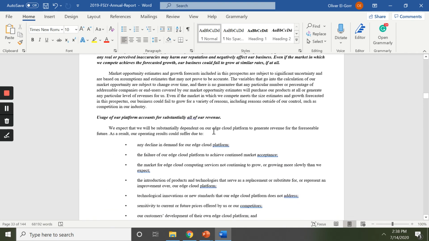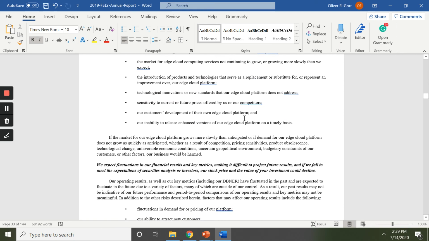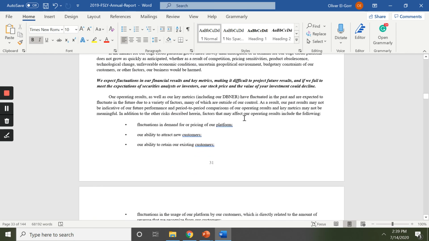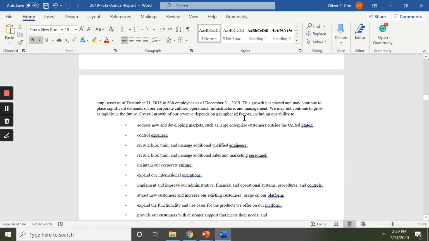See if there's anything else here. Yeah, once again, something like this is a case of if no one uses our business, we'll go out of business. So this is not concerning. Of course, usage of the platform accounts for substantially all of your revenue. You're an edge cloud platform, same as the Coca-Cola example. If people stop drinking Coca-Cola, Coca-Cola goes out of business. That is not news, but they have to include this in the report, which is why this report is so useful.